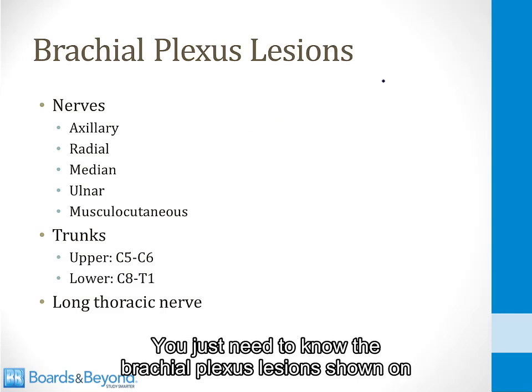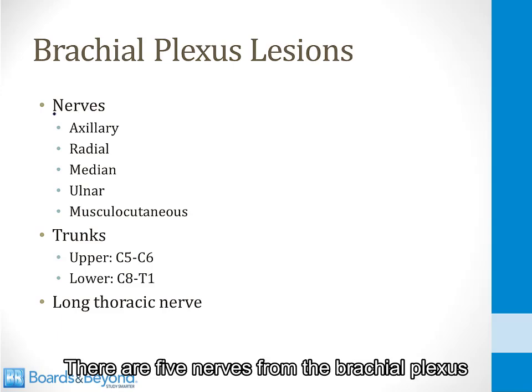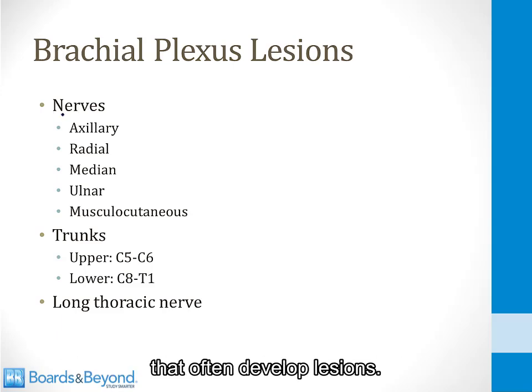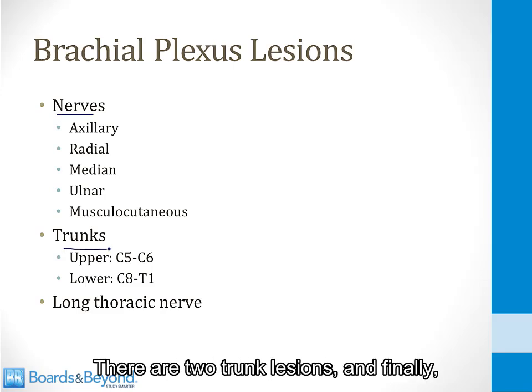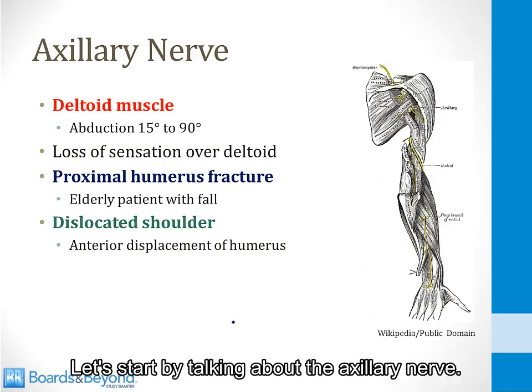You just need to know the brachial plexus lesions shown on the slide here. There are 5 nerves from the brachial plexus that often develop lesions. You should know those. There are 2 trunk lesions, and finally, the long thoracic nerve can have a lesion. Let's start by talking about the axillary nerve.